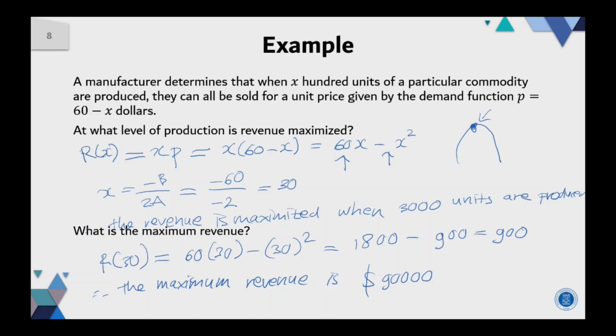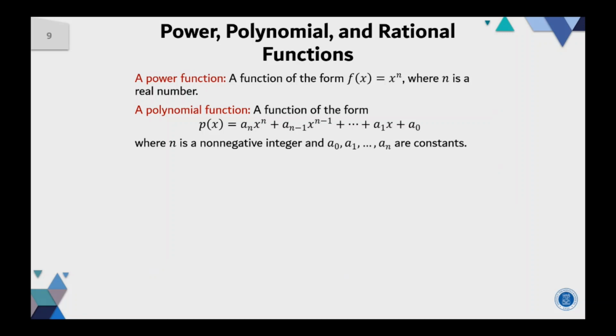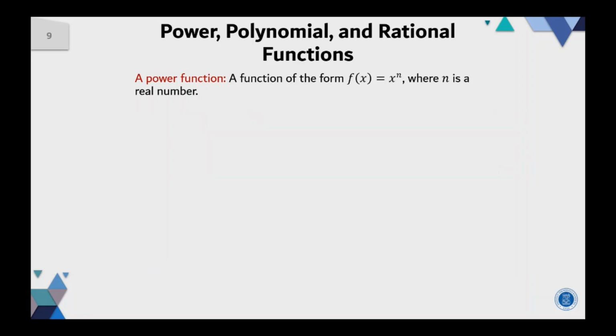Okay, so that is one of the important graphs that we have, which is the parabola. But there are some more. There are 3 more: power, polynomial, and rational functions. The first one is a power function, a function of the form x to the power of n. We use a power, that's why it's called a power function.